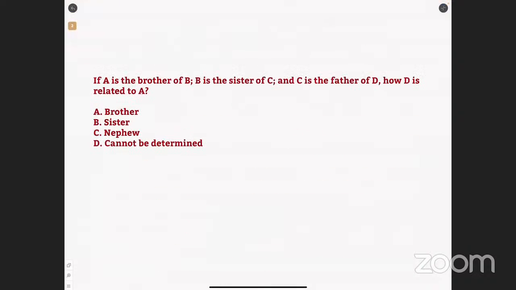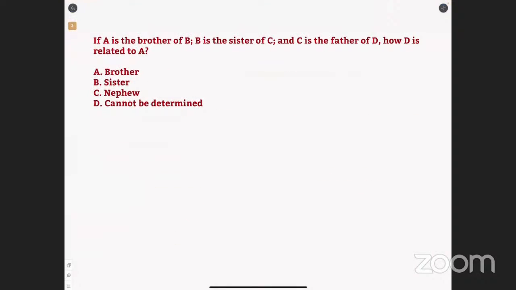Now, if A is the brother of B, B is the sister of C, and C is the father of D, how is D related to A? So this is the question. Now we have four options: brother, sister, nephew, and cannot be determined as well.